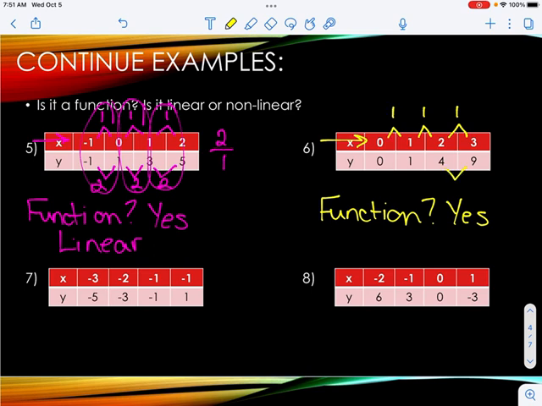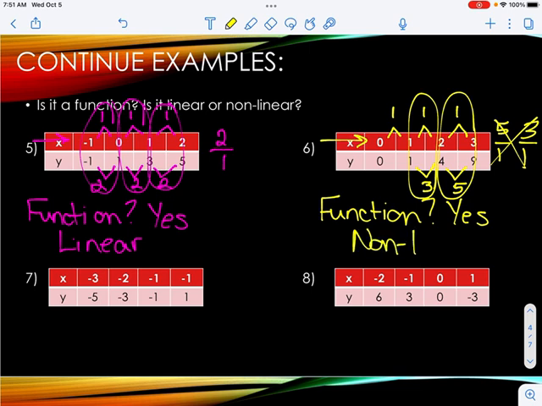Then I come down. 9 minus 4 is 5. 4 minus 1 is 3. Uh-oh, we have a problem. This ratio would be a 5-to-1. This ratio would be a 3-to-1. So they do not have a common ratio. Since they don't have a common ratio, we would say this is a non-linear function. Okay, linears, remember, have to have a common ratio.